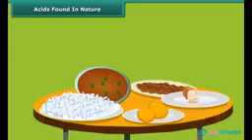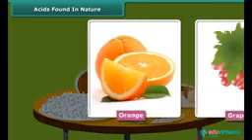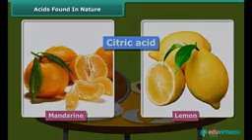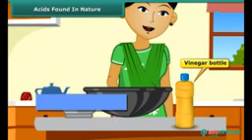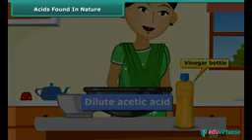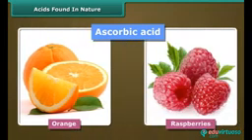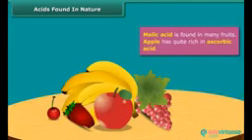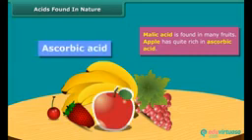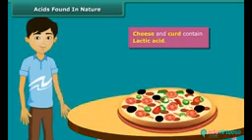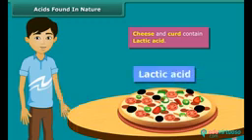Different food items contain different acids. Citrus fruits like orange, grapes, mandarin, lemon, etc. contain citric acid. Vinegar found in our kitchen is dilute acetic acid. Ascorbic acid is found in guava, orange, raspberries, etc. Malic acid is found in many fruits. Apple is quite rich in malic acid. Most of the children love more cheese in pizza. Cheese and curd contain lactic acid.